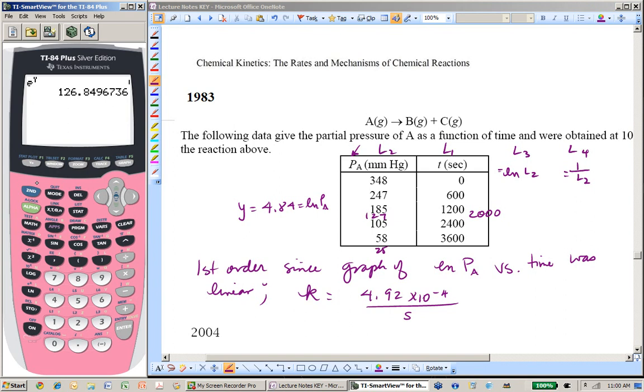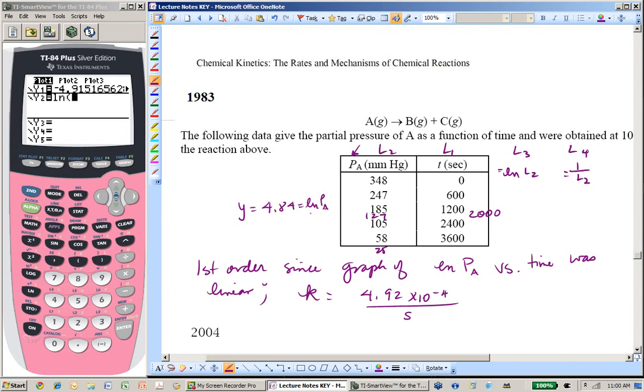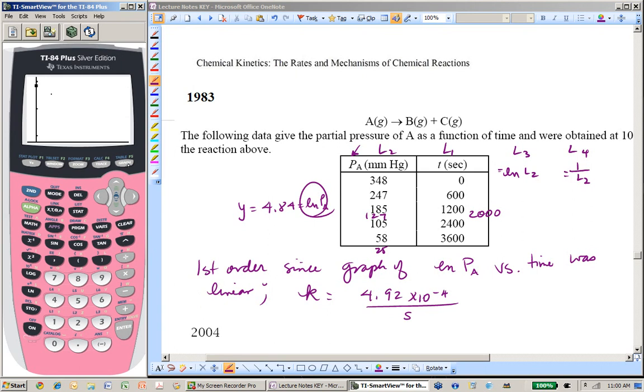So I can go y equals and make myself an ln of the pressure. Don't forget the function that you're using. It's ln of the pressure. So ln of 25 millimeters of mercury. Graph it. If you can see the intersection, it can calculate it. If you can't see the intersection, then you need to zoom out.